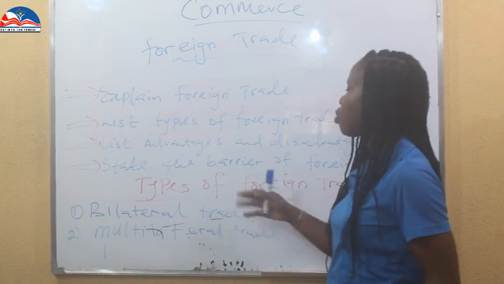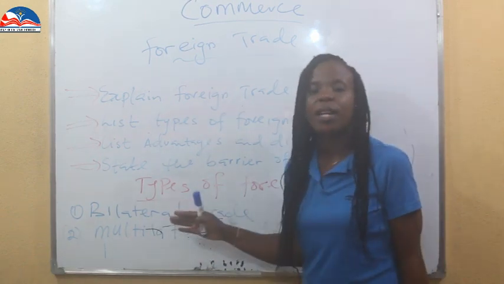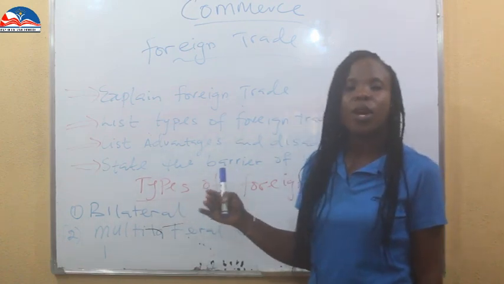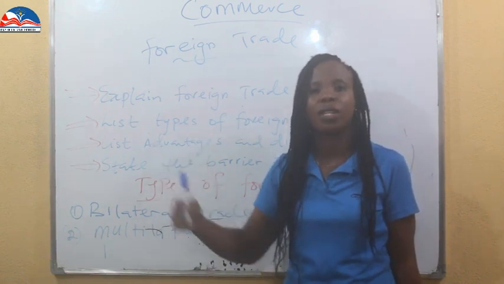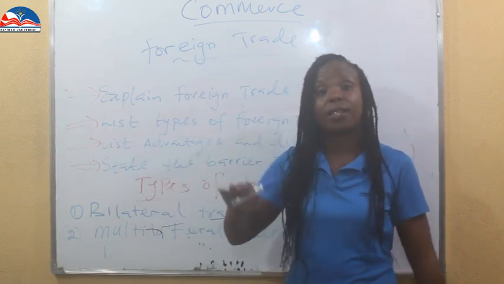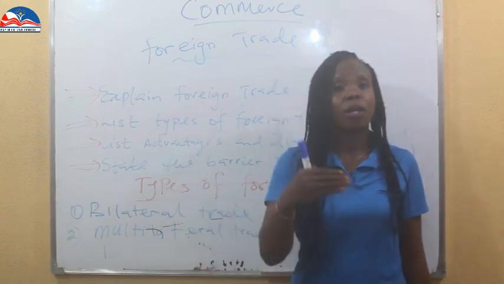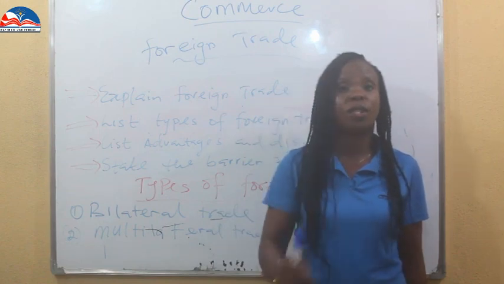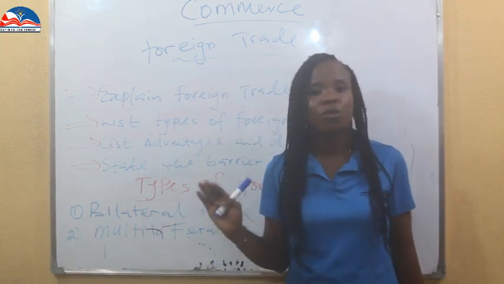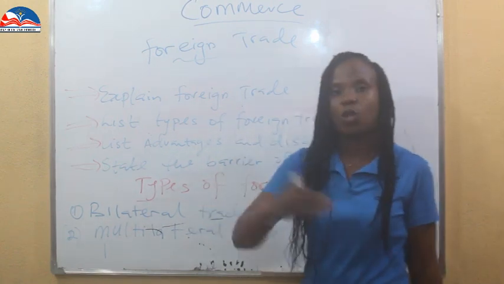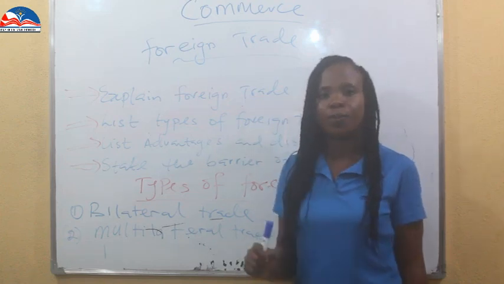But then we have types of foreign trade. We have the bilateral trade and the multilateral trade. The bilateral trade happens when a country is trying to balance its balance of trade, and it happens between two countries. Nigeria trading with Australia. The exchange of goods and services is between these two countries. That is bilateral. Two countries are involved. The trade is carried out between these two nations.